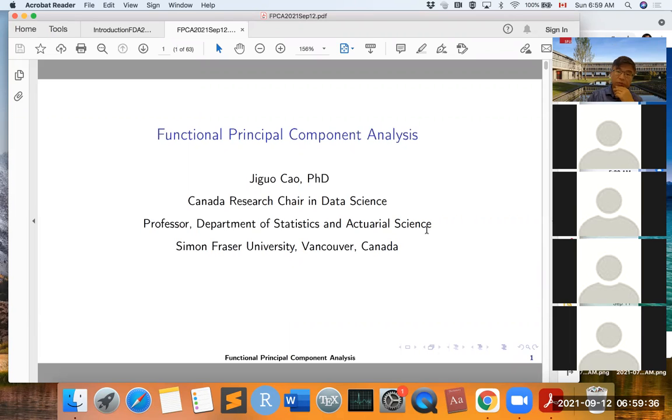Functional principal component analysis is one of the most important areas in functional data analysis, and functional PCA is also the most important tool when we do functional data analysis. Therefore, it is very important for us to master this tool and also understand how we can interpret the functional PCA results. Okay, so now let's start.